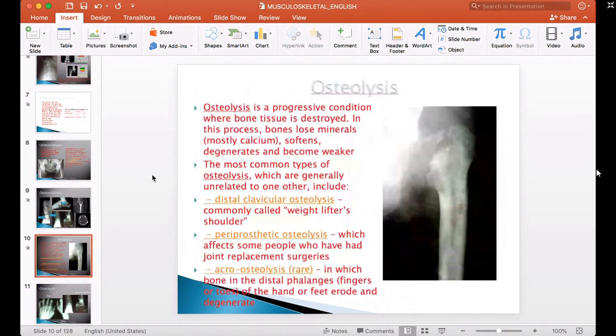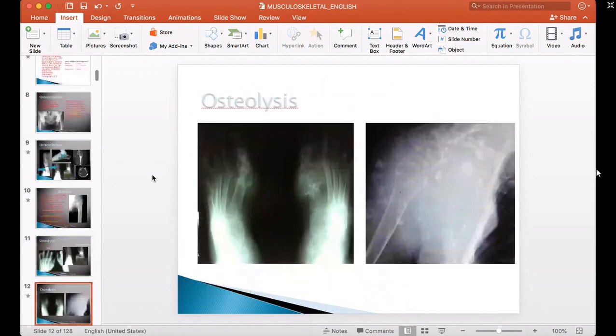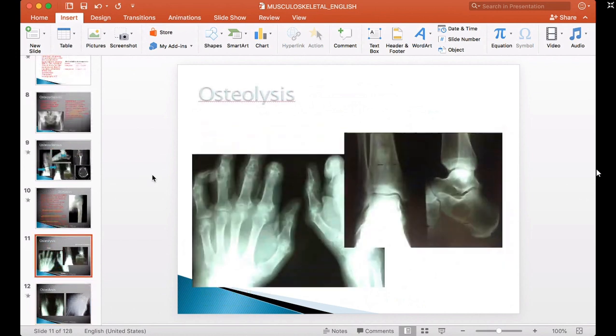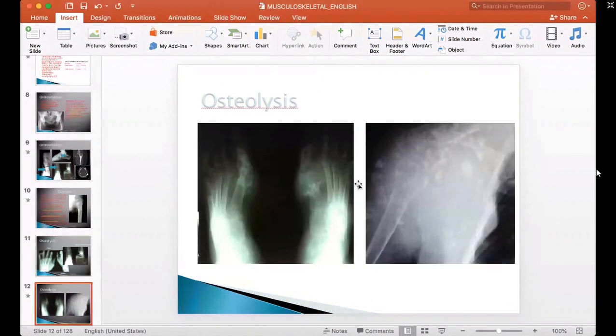The first one was the... just a second, but we don't have the annotations. Okay, but this is the localized, and this is the more diffuse form of osteolysis. So here are different other examples of osteolysis.